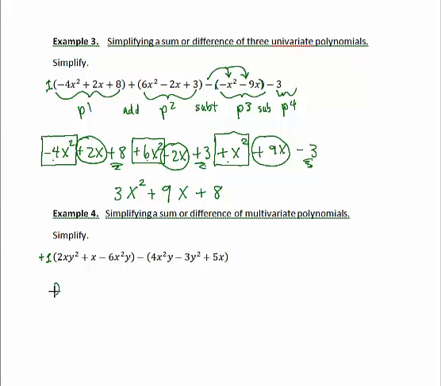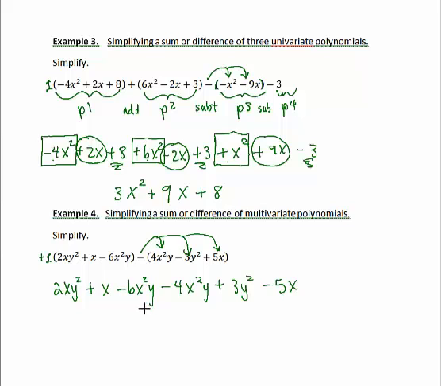So the first set, we just drop the parentheses. The second set has a minus in front, and so we distribute that minus, and it changes the signs of the terms inside. A minus minus 3 is a plus 3, and then we have a minus 5x. So once you drop the parentheses, you can start looking for like terms.